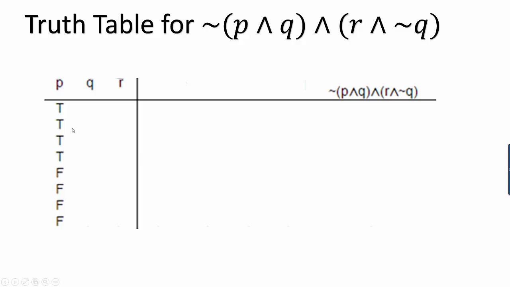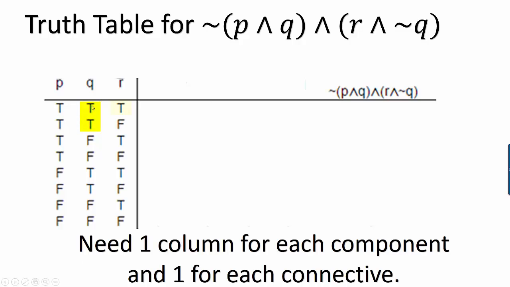The easiest way to do that is this: the first column, where you have P, or whatever your first component statement is, will be half trues and half falses. Then your second column is where, for the rows where P was true, half of those are going to be true for Q and half are going to be false. And where P was false, half of those are going to be true for Q and half of those are going to be false. And then again, where Q was true, half of those are going to be true and half of those false for R. Where Q is false, half of those are going to be true and half of those false. That way we get every possible outcome.